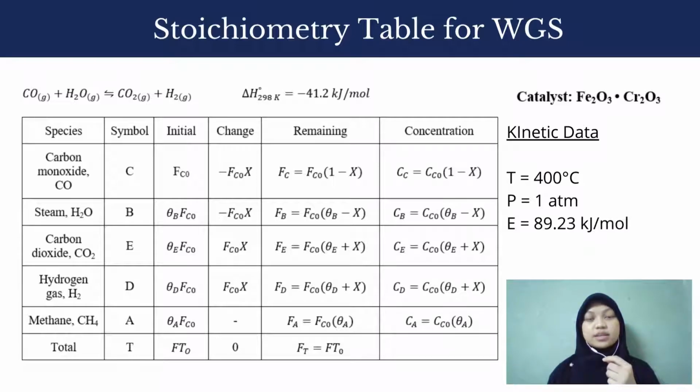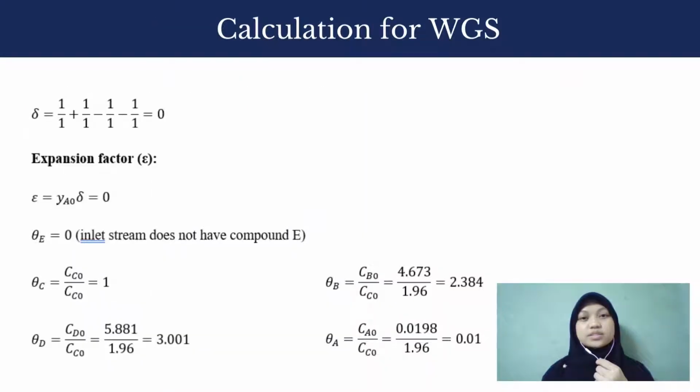This is the kinetic data for the reaction, where the reaction occurs at 400 degrees Celsius and a pressure of 1 atm with an activation energy of 89.23 kJ per mole. To start the calculation, the expansion factor is calculated since the reactants are gases, but since the expansion factor is equal to 0, the volume of the PBR remains the same, and delta for all species is calculated.